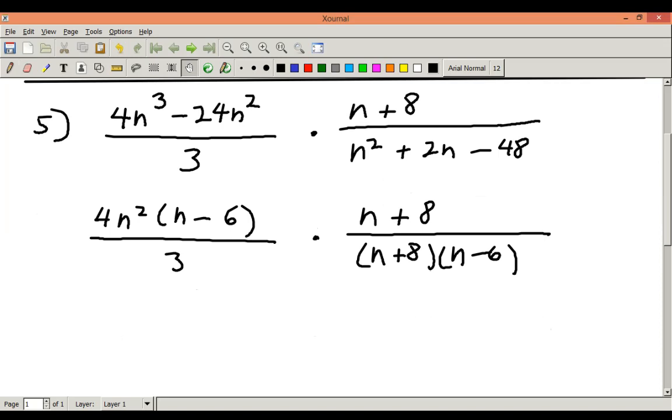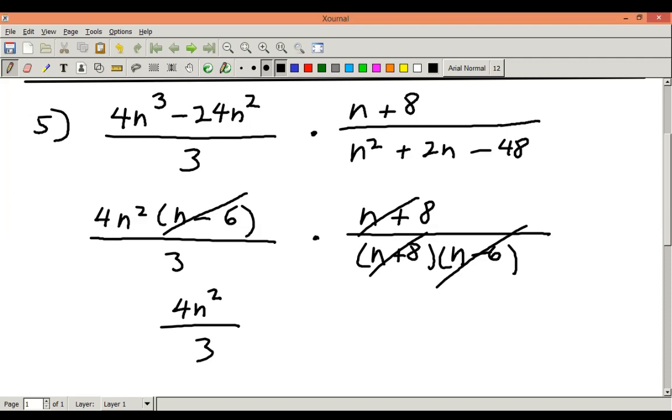Okay, then take a look around and see if you can see anything that would cancel. And it looks like you're going to cancel the n minus 6's. Remember, they don't have to be in the same fraction in order to cancel, as long as one factor is on top and one is on bottom. And then the n plus 8's will also cancel. So that leaves you with, from the first fraction, just 4n squared divided by 3. And that's it. That's simplified.